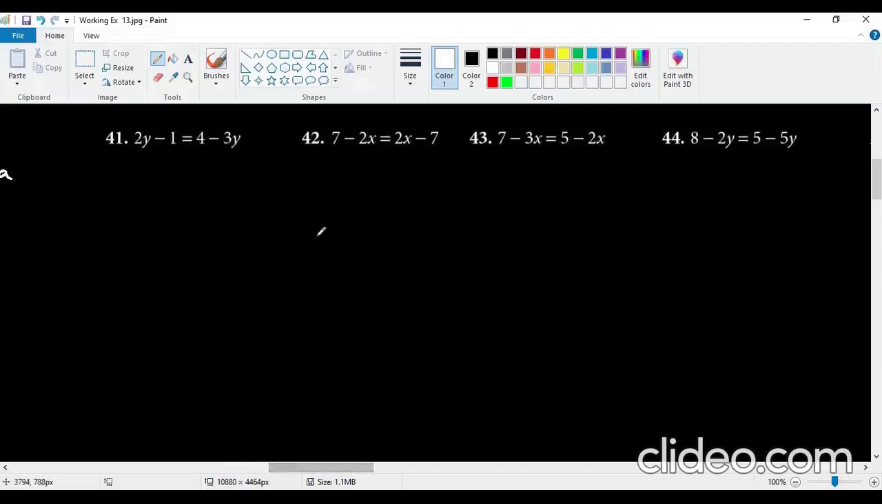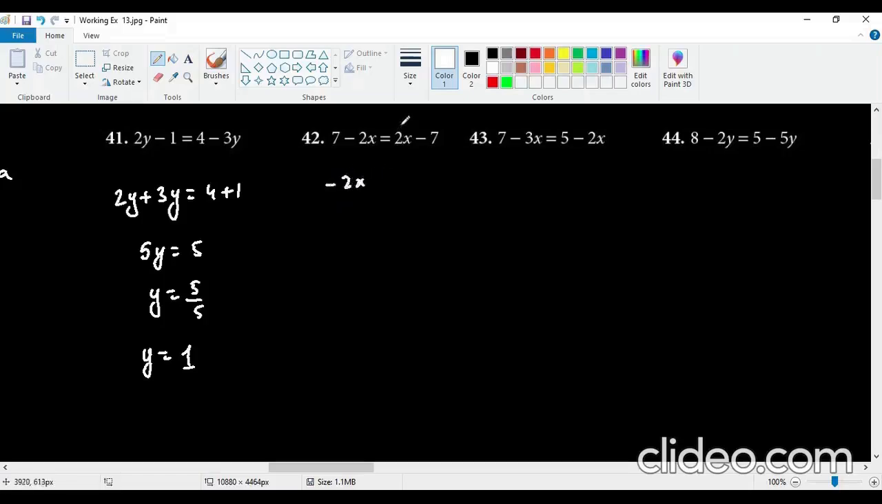Question number 41 is 2y plus 3y minus 3y will come from the other side and becomes a plus 3y, and 4 plus 1. This is giving us 5y equals a 5. That means 5 will be divided by 5 and giving us 1 as an answer. When it comes to negative 2x, and this will come from the other side and becomes negative 2x equals negative 7 and negative 7. That means I should bring this over here.